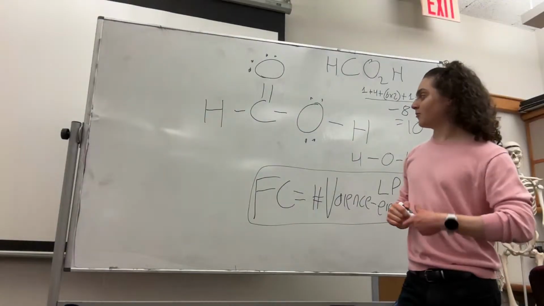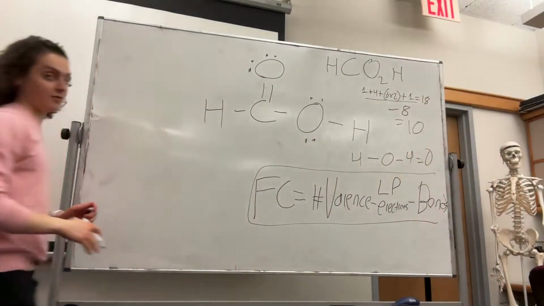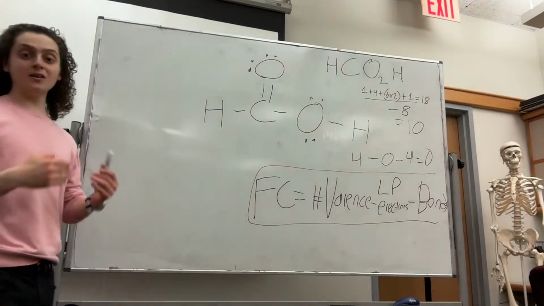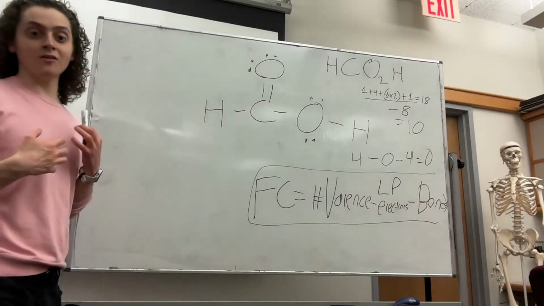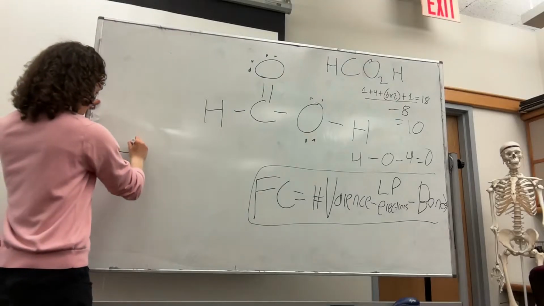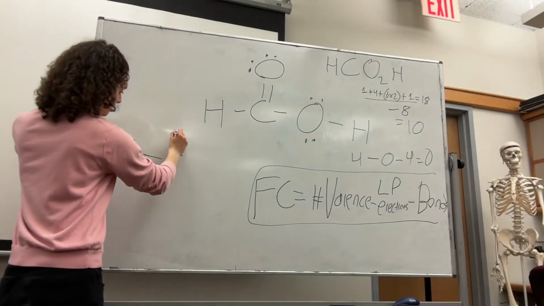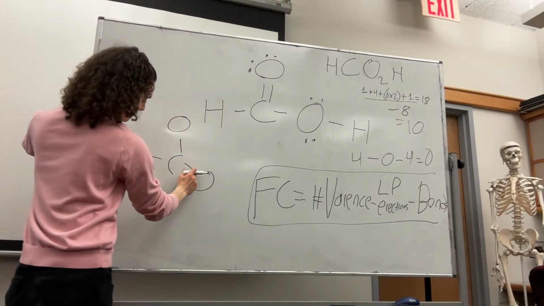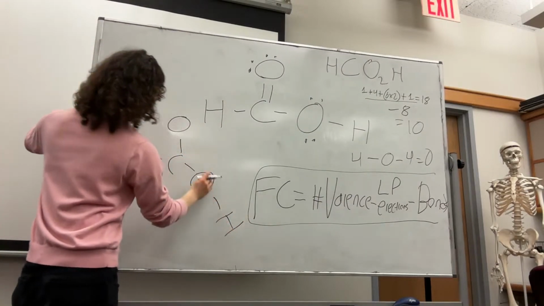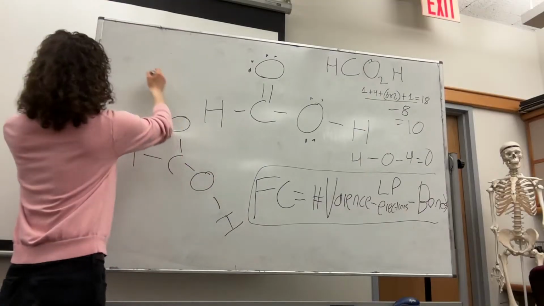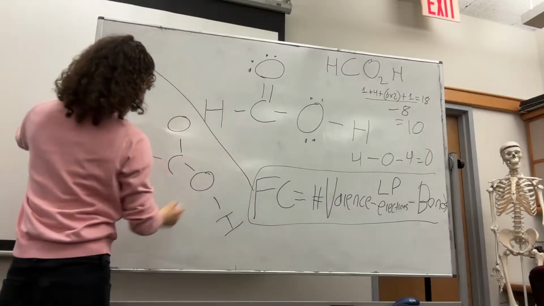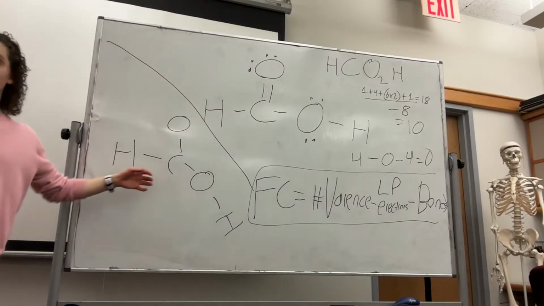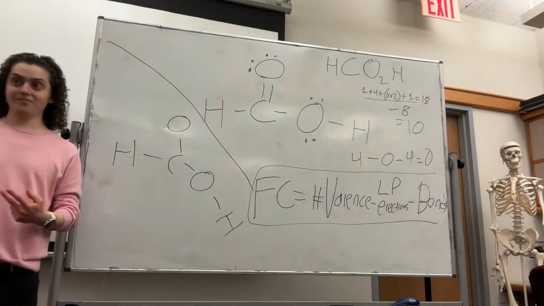So I'm going to redraw these atoms. When you're drawing resonance structures, the atoms themselves stay exactly the same, but the bonds between them and the lone pairs are different. So we have H, C, O, O, H. It's sort of hiding here in the corner. But all of these bonds have to stay the same because all of these atoms are connected in the compound, and they're going to stay connected.